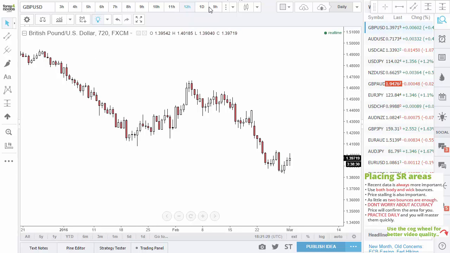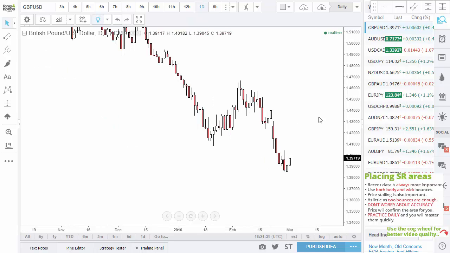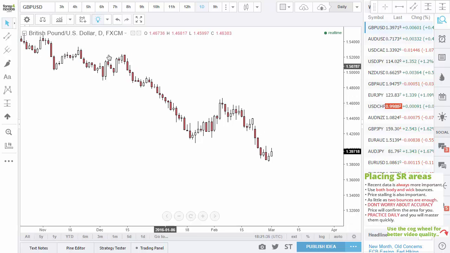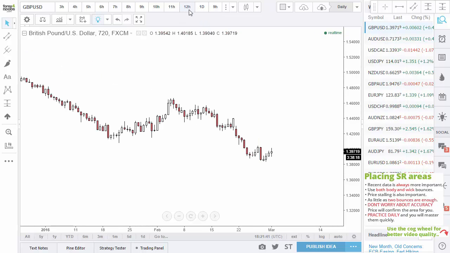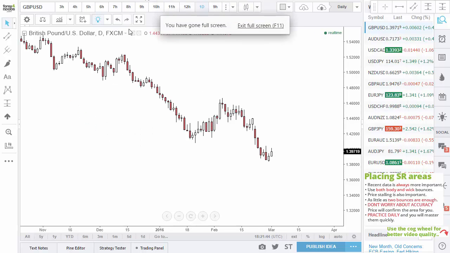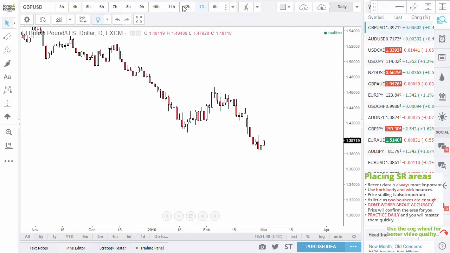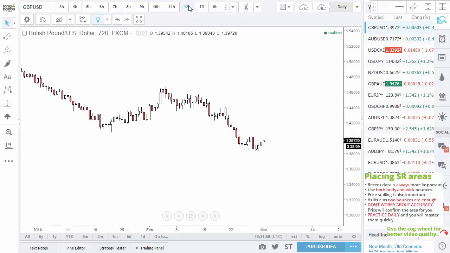Anyway, when you're placing support resistance areas, when I do it anyway, I've been using this year and towards the end of last year mostly the daily and the 12-hour charts. So I switch between daily and 12-hour. I don't really often go any lower than that. I place my support resistance areas on the daily and the 12-hour chart.